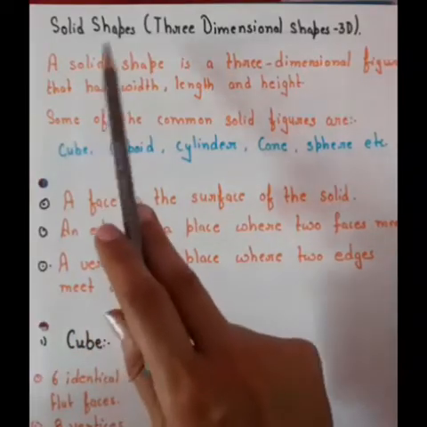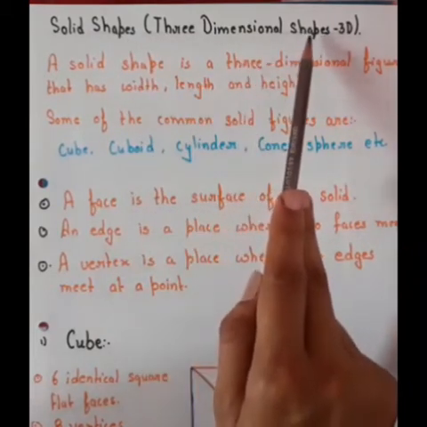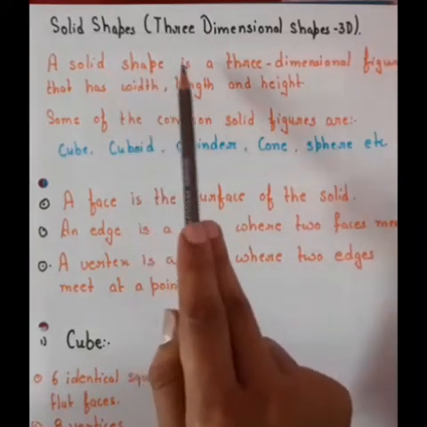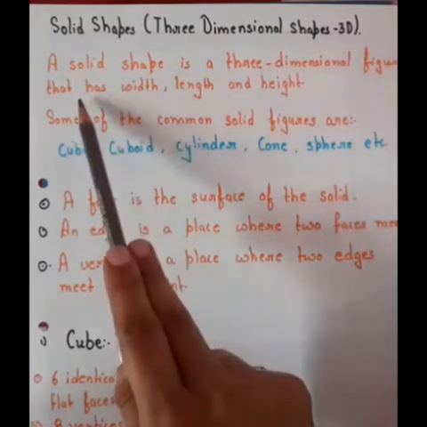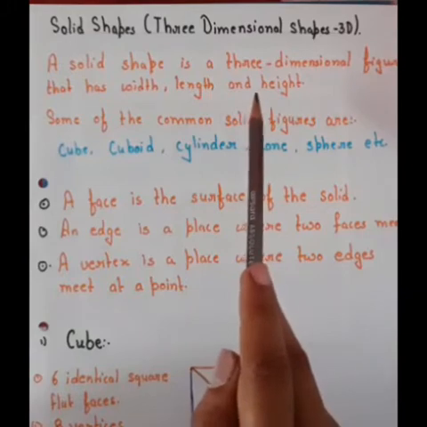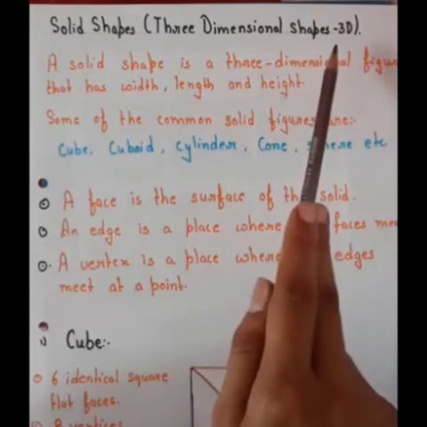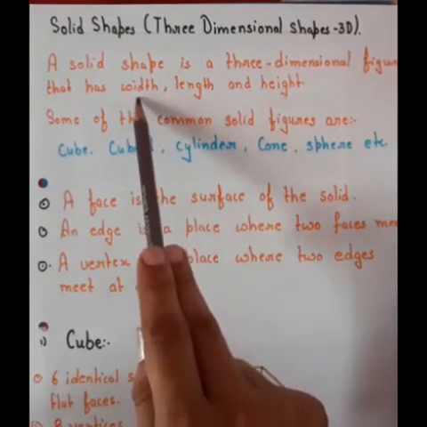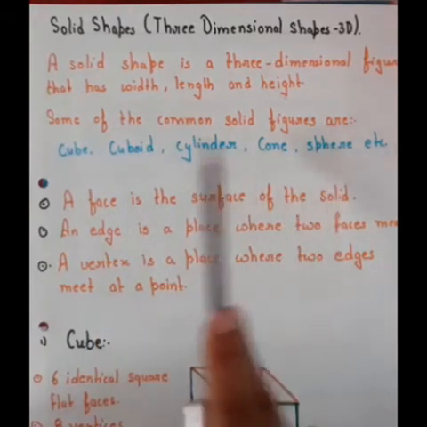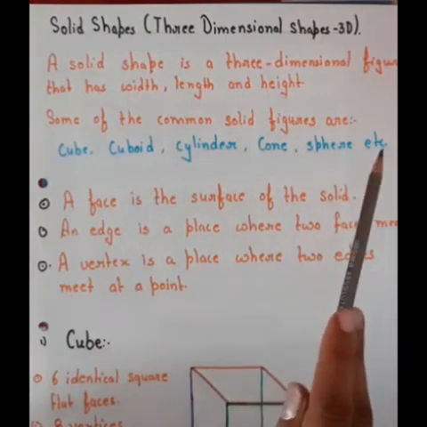Now next we have our solid shapes, or 3-dimensional shapes, or 3D. What are 3-dimensional shapes? A solid shape is a 3-dimensional figure that has width, length and height. As we have studied, in 2D figures we only have length and height, but in 3D figures we have one more thing, that is width. Some common examples of solid figures are cube, cuboid, cylinder, cone, sphere, etc.